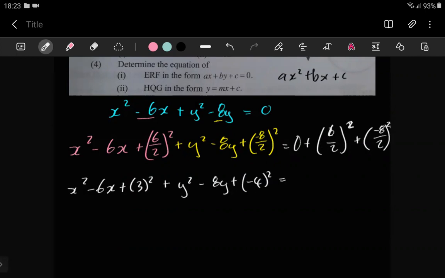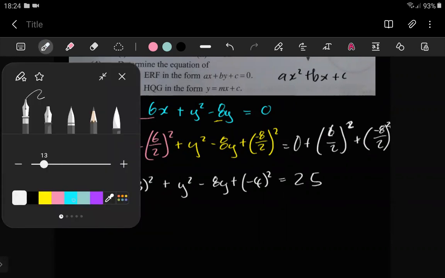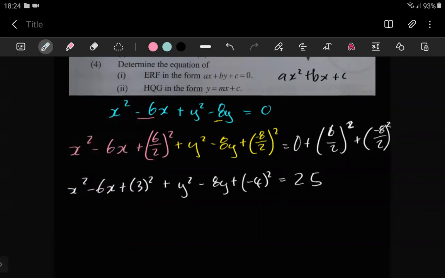Here you can just put all this in the calculator, because this is going to be 9 plus... I don't know why I'm doing it in my head when I said put it all in the calculator. 9 plus 16, 25. What does this give us in the calculator? 3 squared is 9, -4 squared is 16, 16 plus 9 is 25.